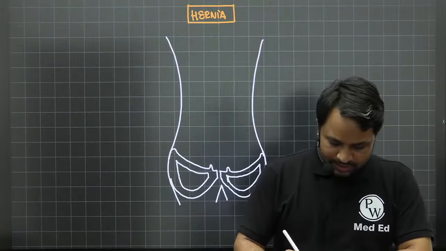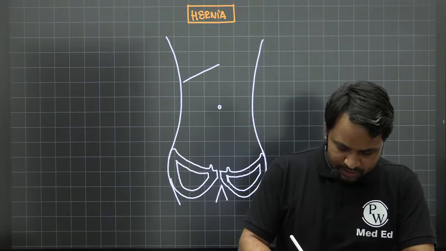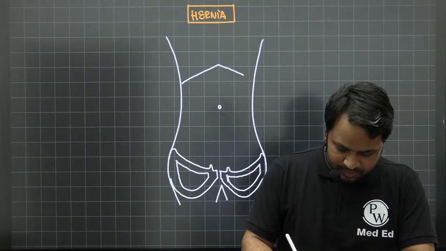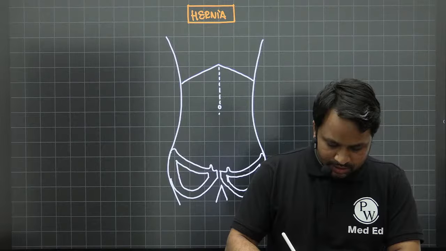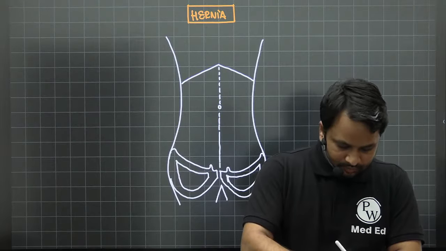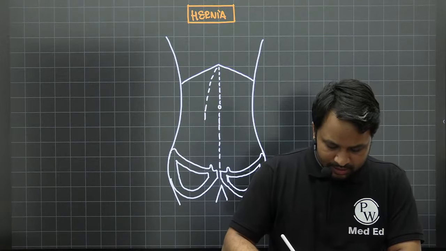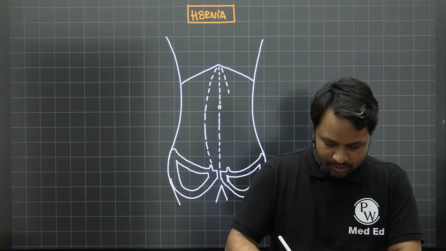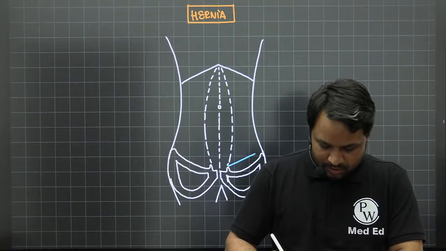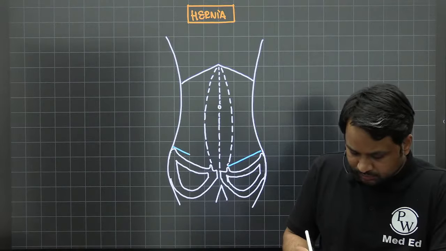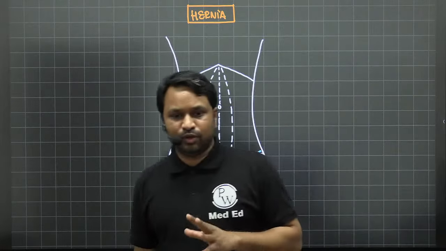You will see this is the umbilicus which is present. This happens to be your xiphisternum. This happens to be your linea alba. We just learned this happens to be your linea alba. This line is your linea semilunaris. This will be your inguinal canal. Just for the sake of understanding, I've given you all the important sites.